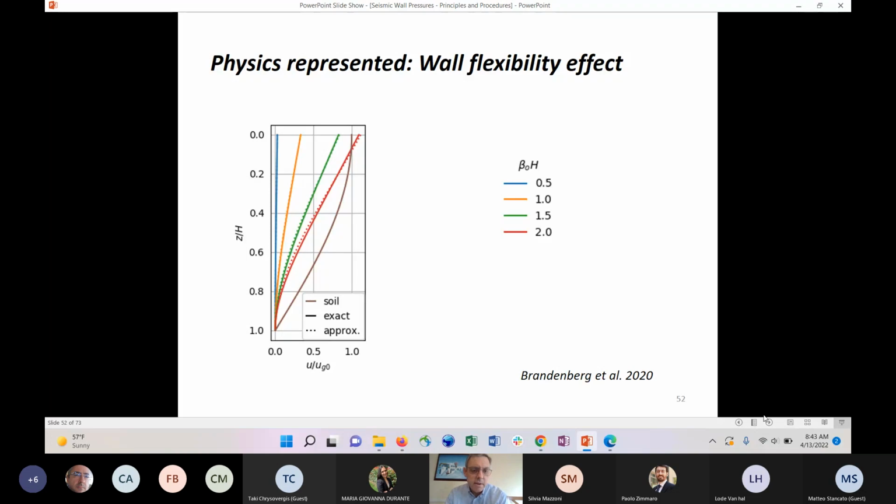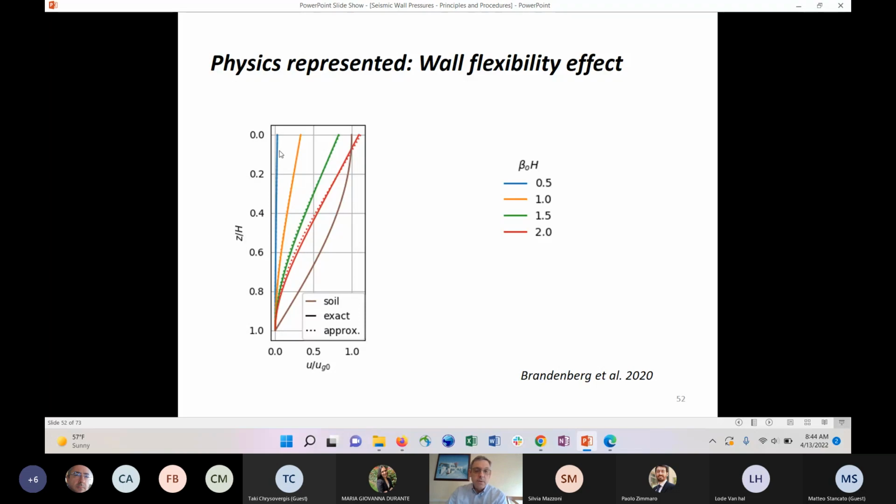To help us understand at a physical level why this flexibility matters, let's take a look at this series of plots. Here we're looking at the ratio of the displacement to the free field displacement at the surface, UG0. This is dimensionless depth over the wall height, starting at 0, going down to the wall height. This is the soil response, the brown line. And the different colored lines are displacement responses of the wall for different beta h's. So a very stiff wall would be this one here.